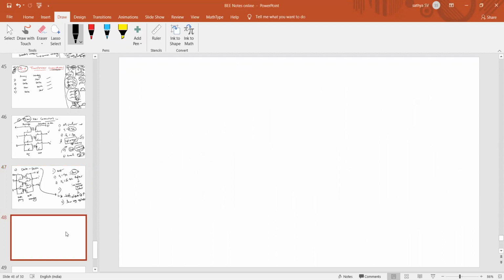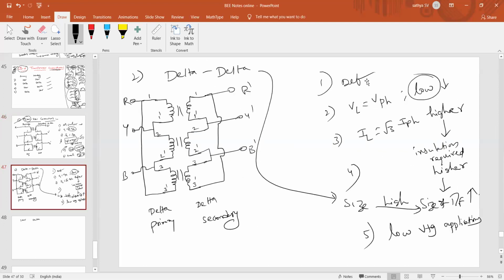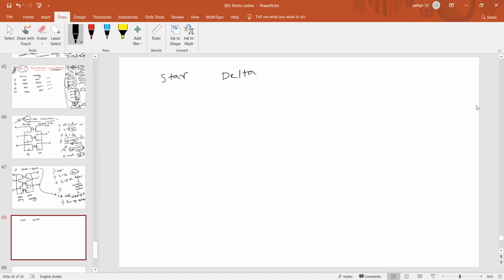Right. So will you draw the star to delta connection now by your own? Star star connection is clear, delta delta connection is clear. Now this is a star to delta connection. Whatever points you write for the star connection, the same you need to write on the primary side. Whatever you write for the delta connection, the same you need to write on the secondary side of star delta. Okay. Now draw by your own.